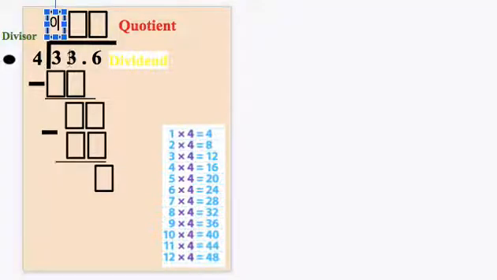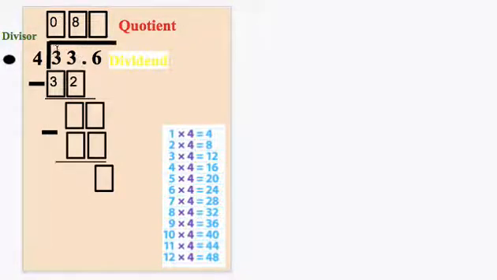Now I'm going to look at this next place value, and now I have 33. I need to figure out how many groups of 4 I can make if I have 33 of an object. Looking at our multiplication chart here, I want to see how many groups of 4 I can make without going over. If I look at 8 times 4, I know that's 32. That does work. So I can place my 8 here. And again, 8 times 4 is 32.